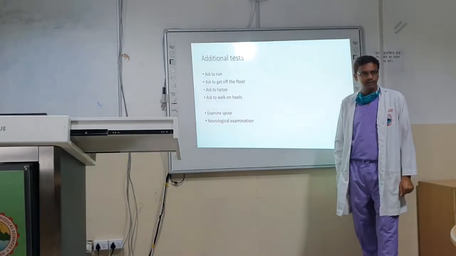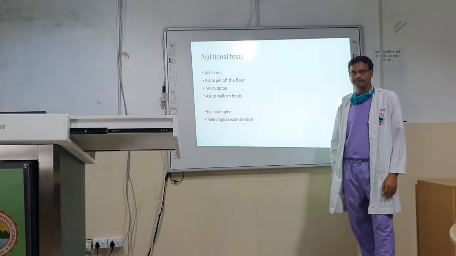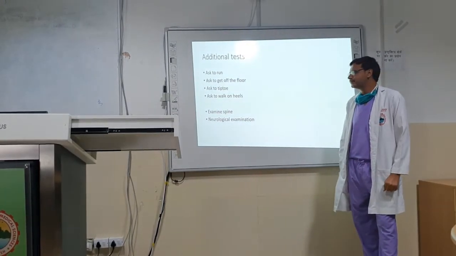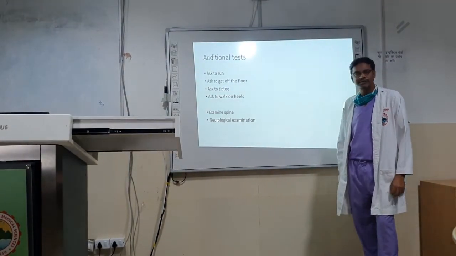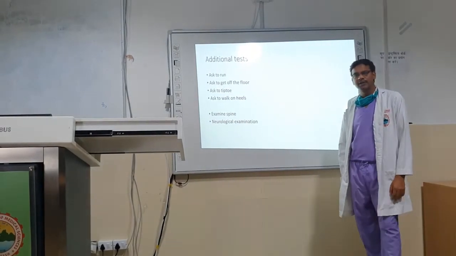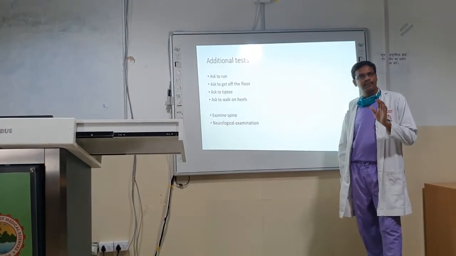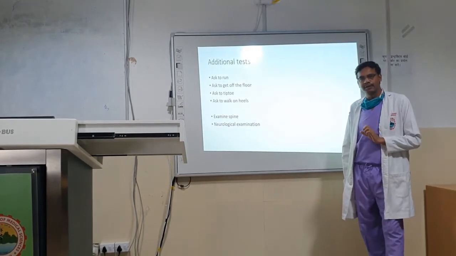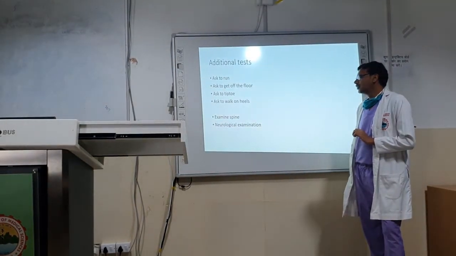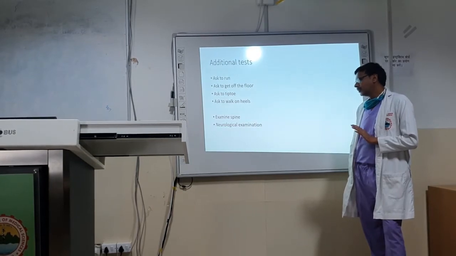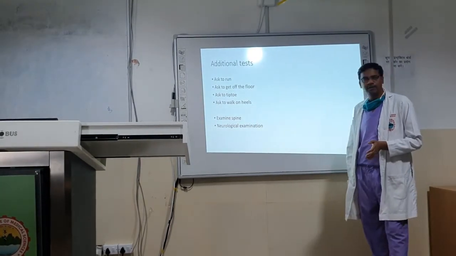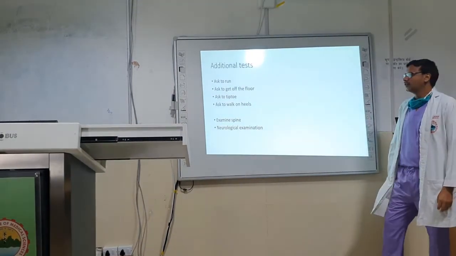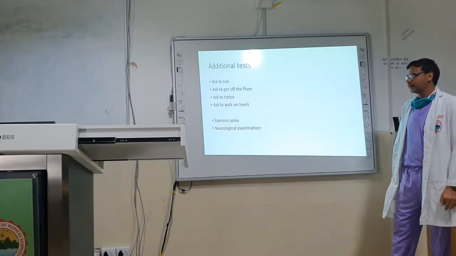Then ask the patient to get off the floor. Ask him to squat and then get up from the floor. Then ask him to tiptoe. So these are basically nothing but examining the weakness of particular or specific muscle groups. Then ultimately you have to examine the spine and do a neurological examination. So this is in short about gait analysis and additional tests. Next.